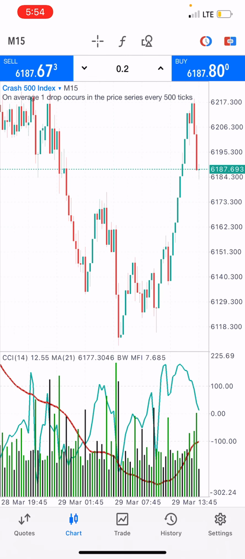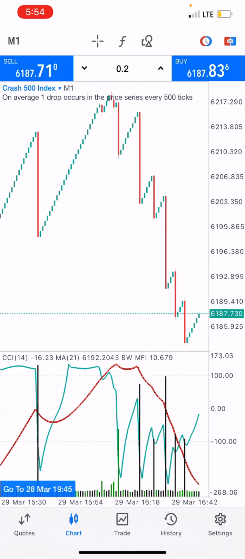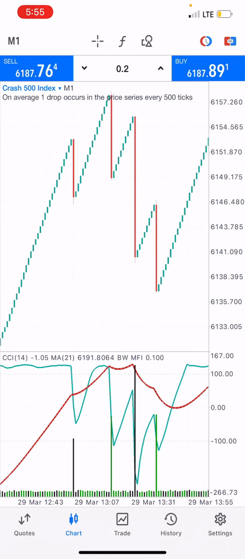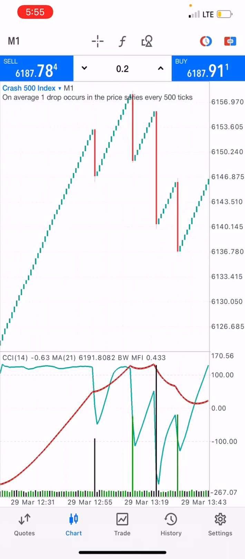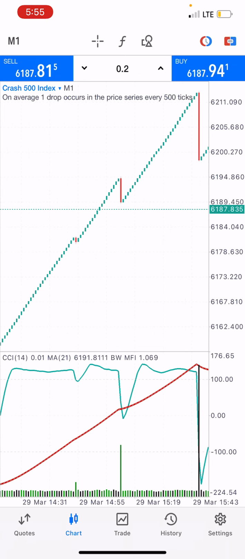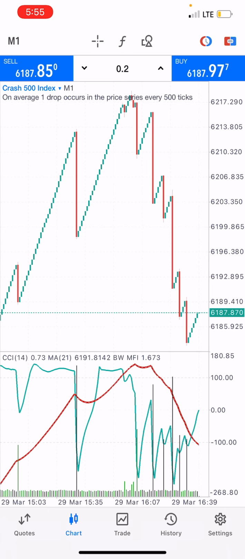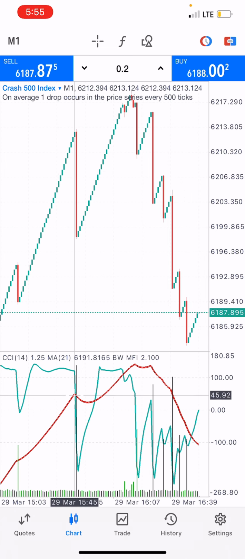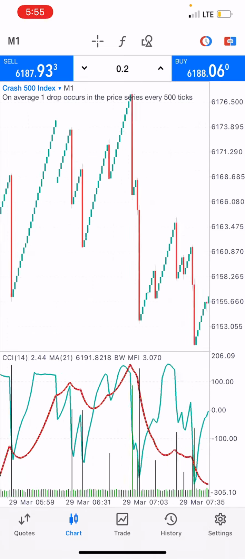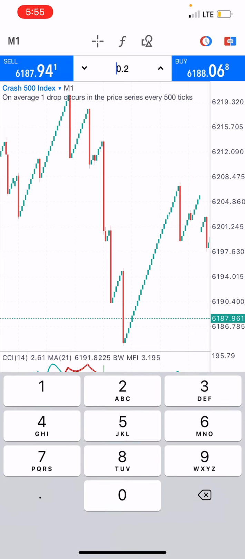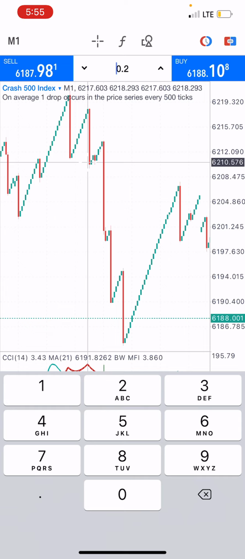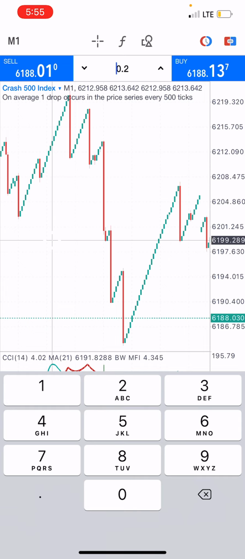Great. So the Crash 500 index from the 1-minute time frame, let me show you how you can trade it right here. On Crash 500 index, you wait for the red moving average to cross above the green line at the overbought level. At the overbought level, it gives you a spike. You can see many occurrences of the intersections. It gave us a spike.